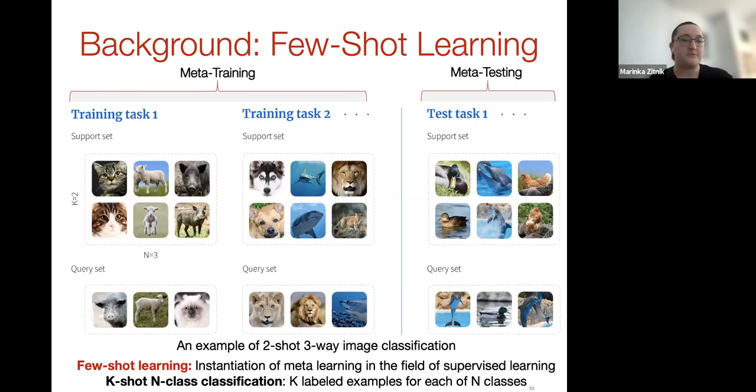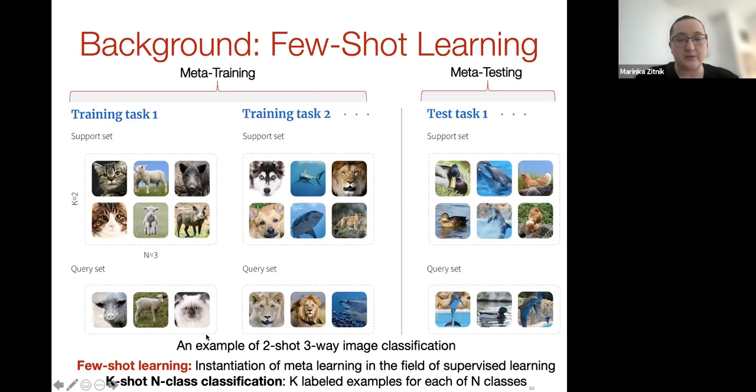Let me just give a bit of background on few-shot learning for those who might be new to this concept, which is independent of graph neural networks in particular. The idea is that few-shot learning, which is a particular instantiation of meta-learning in the field of supervised learning, allows us to effectively design models that can very quickly adapt to new tasks at test time.